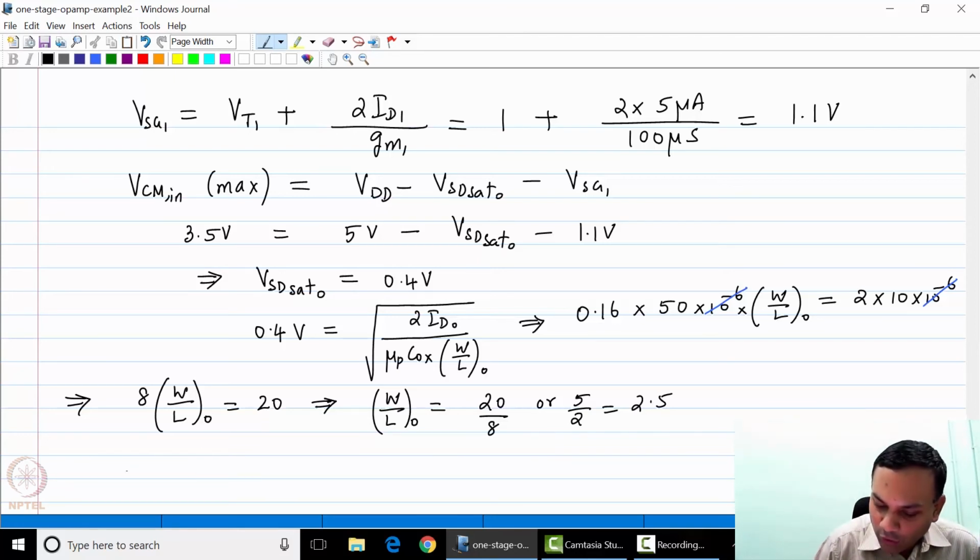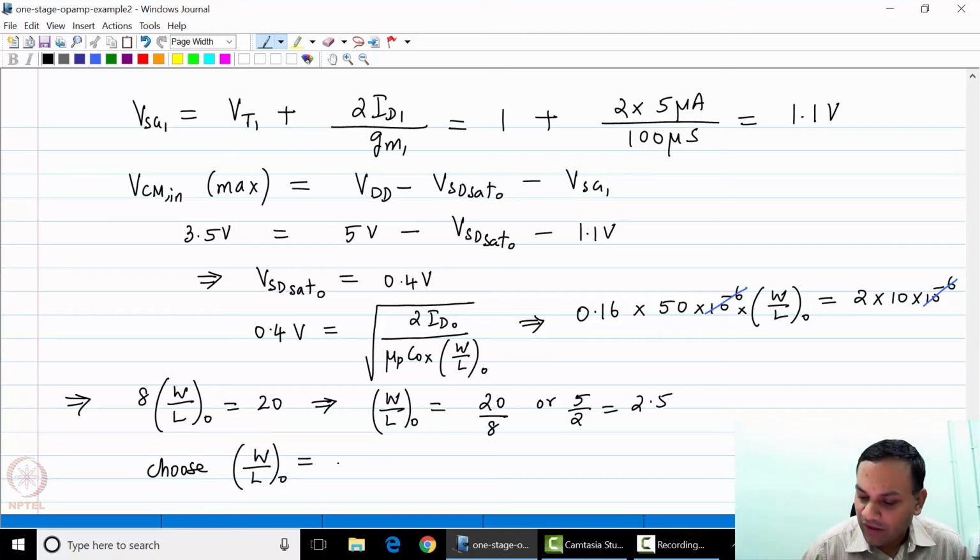So therefore we choose W over L of 0. We know that the easiest choice is to choose a 0.5 micron length for M0 because as of now there is no CMRR spec, and the size of the width is now simply 2.5 times 0.5, which is 1.25 micrometers.